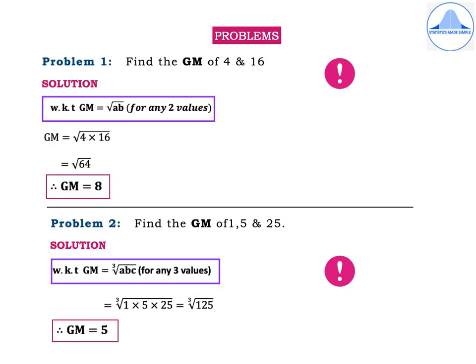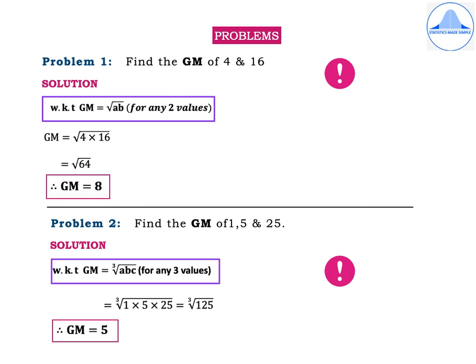Problems. Problem 1. Find the geometric mean of 4 and 16. Now in this problem, since only two values are given, we'll use a different formula. Under solution, we know that GM is equal to root of a into b. This formula is used to calculate the geometric mean when we have only two values. So geometric mean is equal to root of 4 into 16, which is root 64, or geometric mean is equal to 8. Such a kind of problem is important.